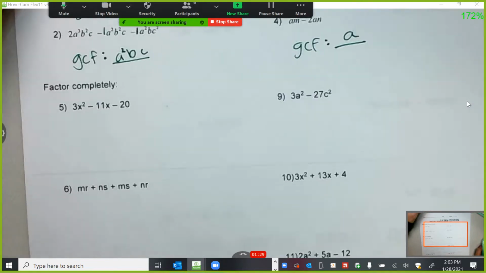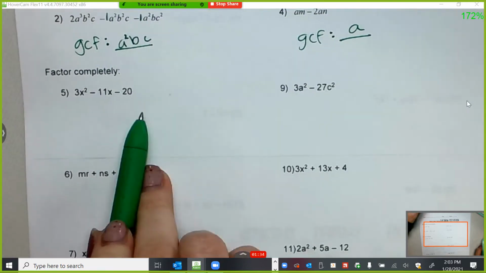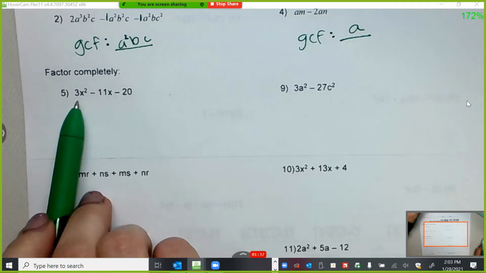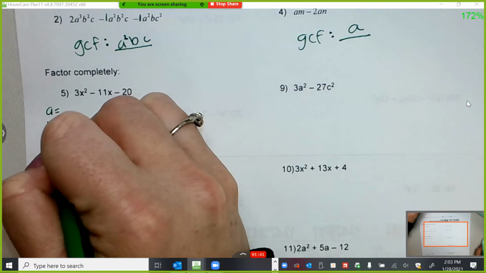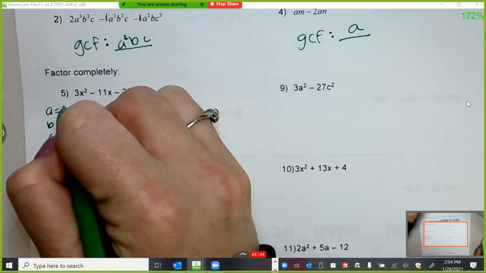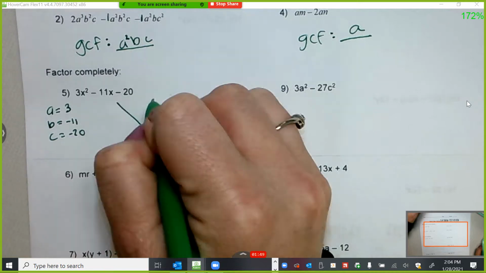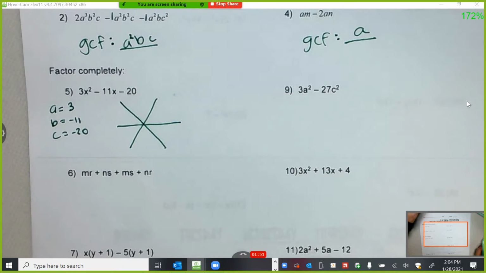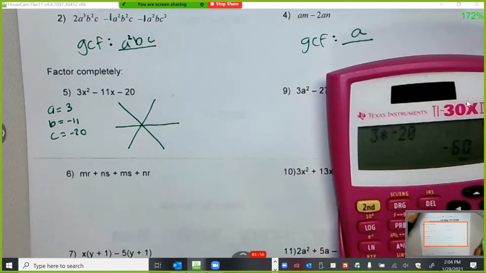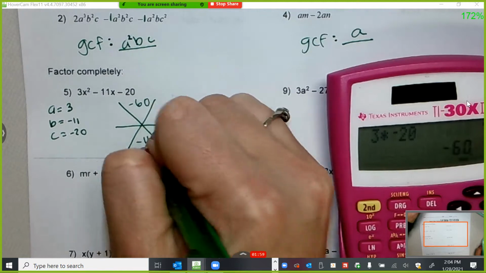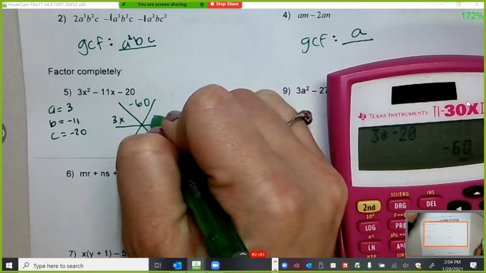So let's look at number 5. So it says factor completely. I want you to realize this one's 3 terms. Okay, always make sure it's in order, which it is, and also make sure there is no GCF, which there is not. So I'm going to go straight into finding my A, B, C. So I get 3, -11, -20. Calculator. 3 times -20 is -60. -11 on bottom. And then remember, this is your AX, so 3X, 3X.